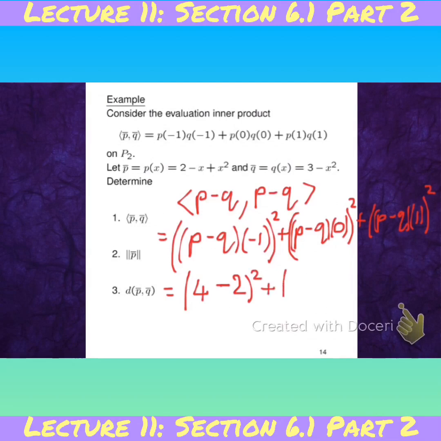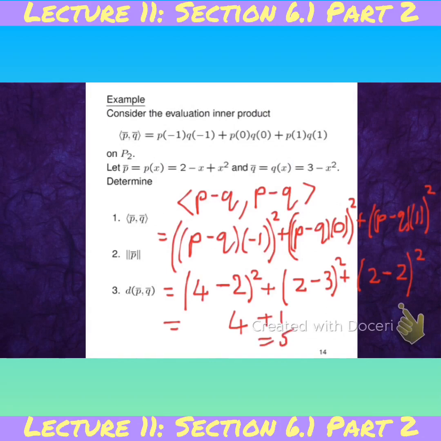Then we're going to work out P minus Q at the point 0, so that is going to be the function P at the point 0 minus the function Q at the point 0, which is 3. And then lastly, we've got P at the point 1, which is 2, minus the function Q at the point 1, which is also 2, right? So that is going to be 2 minus 2 squared, right? So that is going to be 4 plus 1, and that's going to be 5.